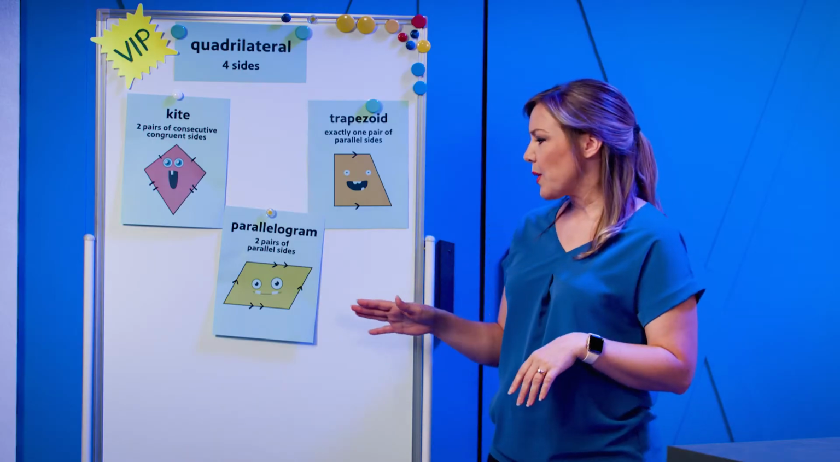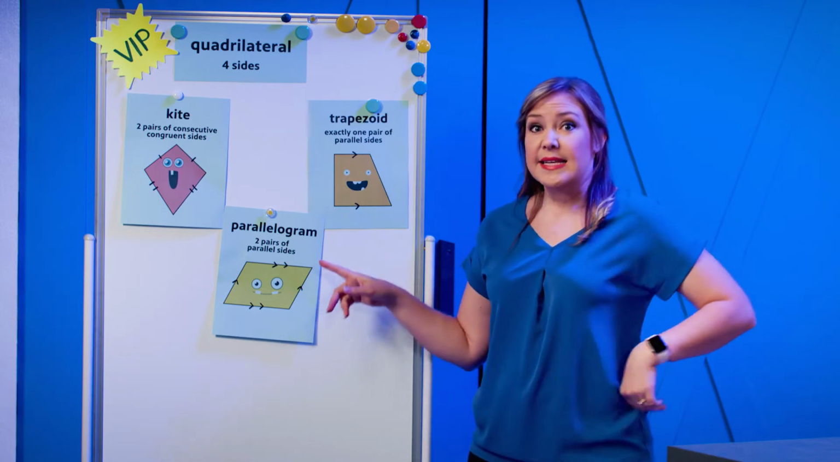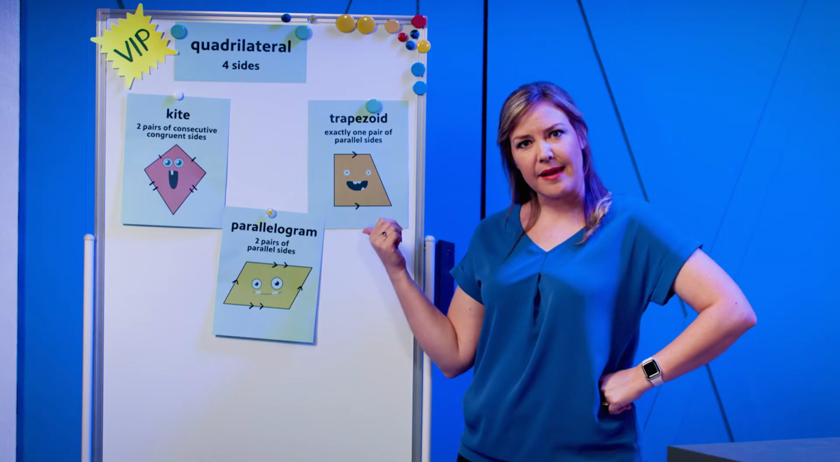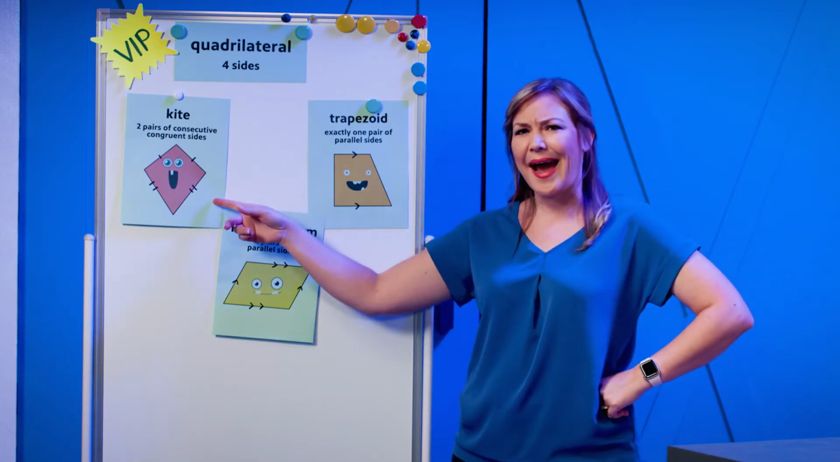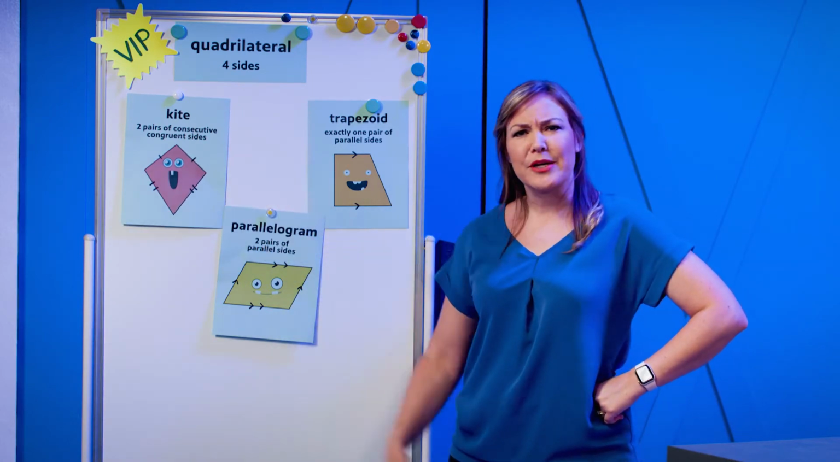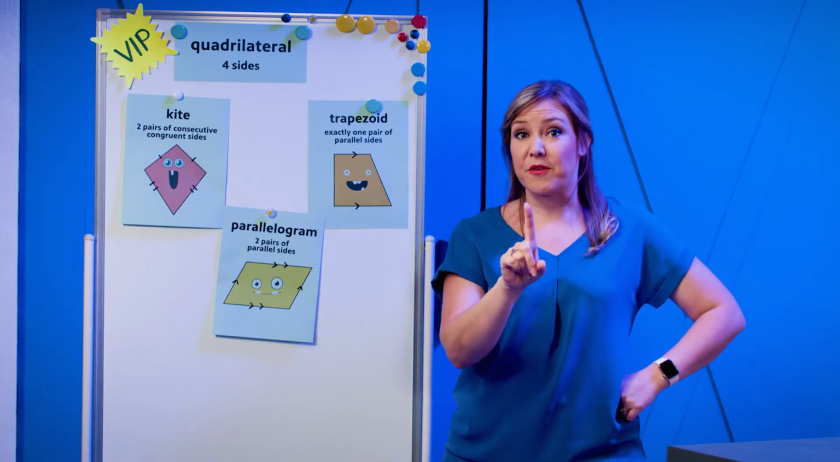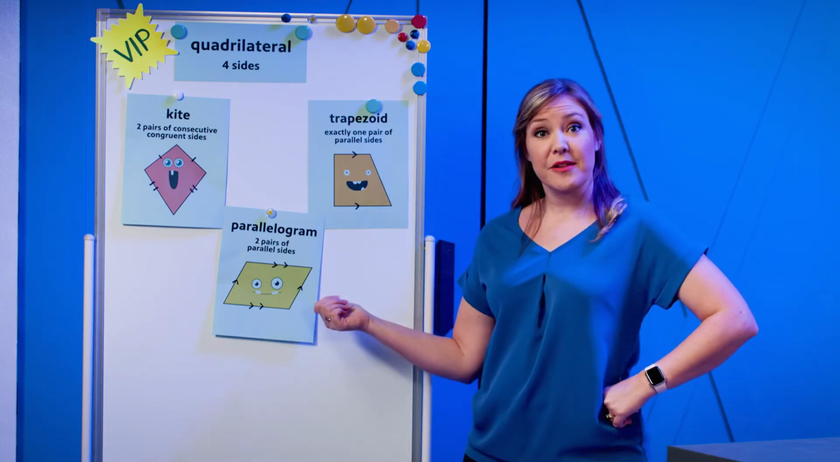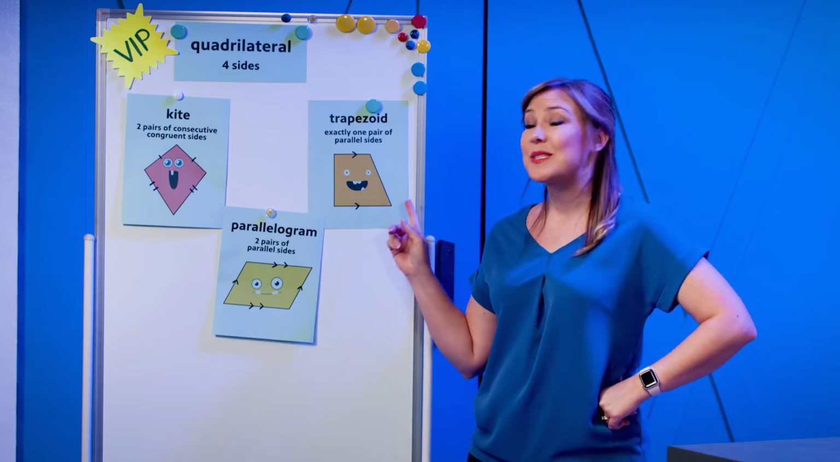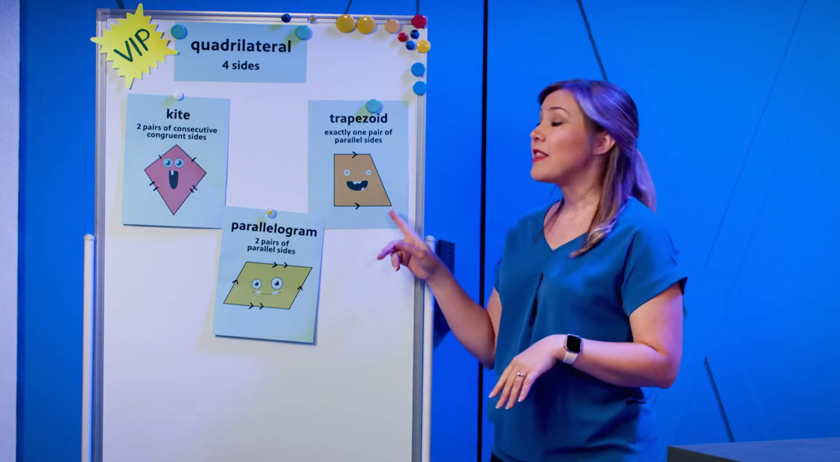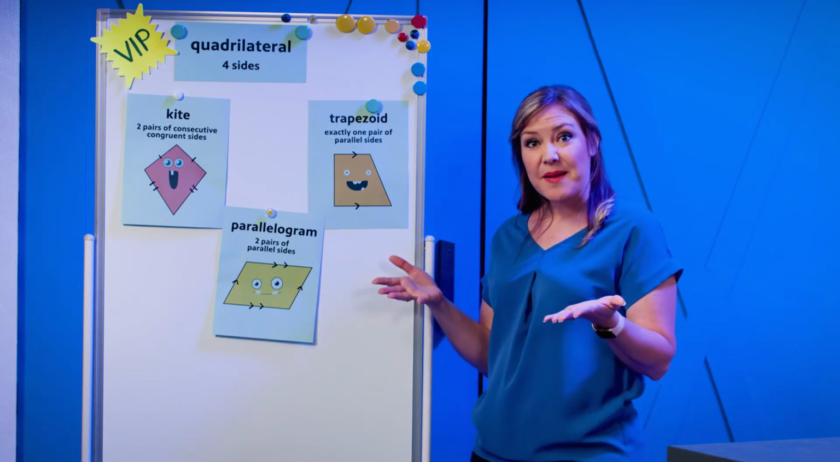Okay, so here's the big question. Is this parallelogram a kite or is it a trapezoid? What do you think? Well, it's not a kite because kites don't have parallel sides. And a trapezoid, we know, has at least one pair of parallel sides. And our parallelogram does too. So it's a special trapezoid. I'm going to place the parallelogram below the trapezoid because they're in the same family.